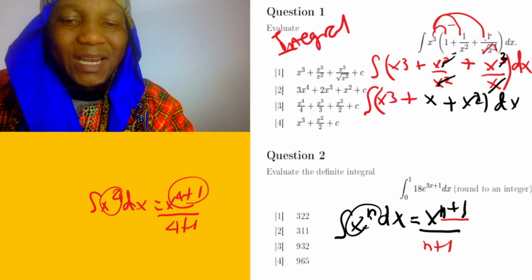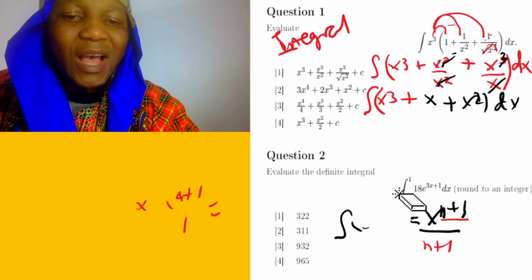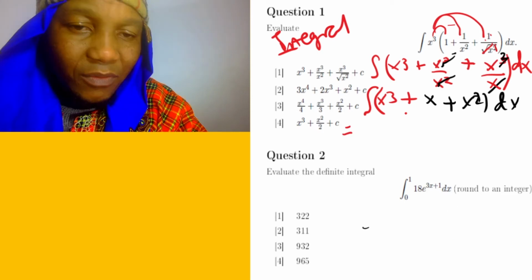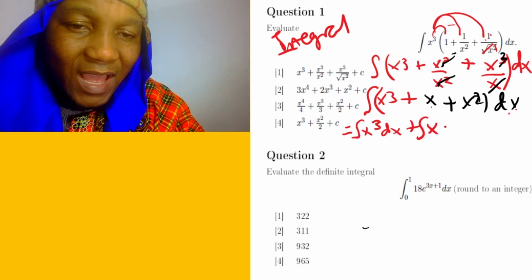So for that case, now we're going to finish up that question right there. I can separate it, because it's the integral of the first one, the integral of the second one, the integral of the third. So say the integral of x cubed dx, plus the integral of x dx, plus the last one, the integral of x squared dx.